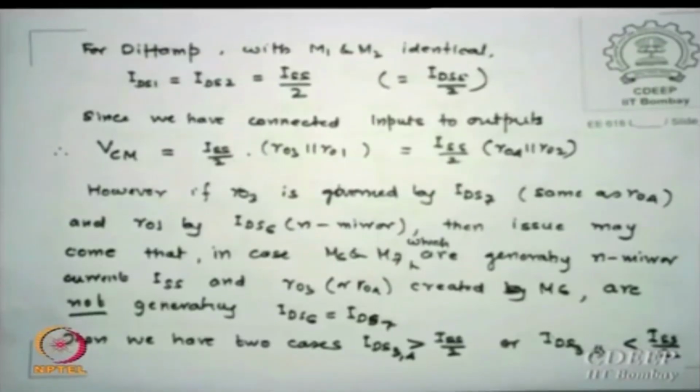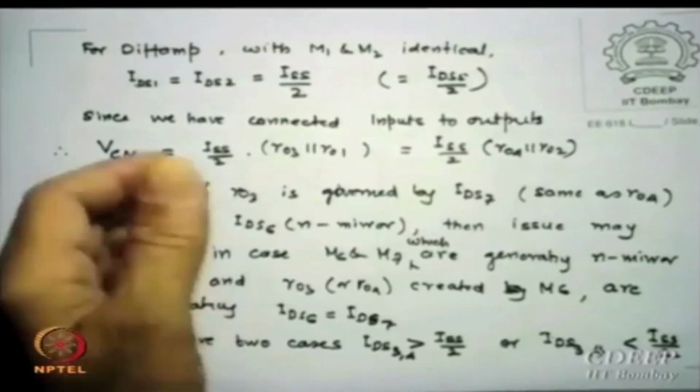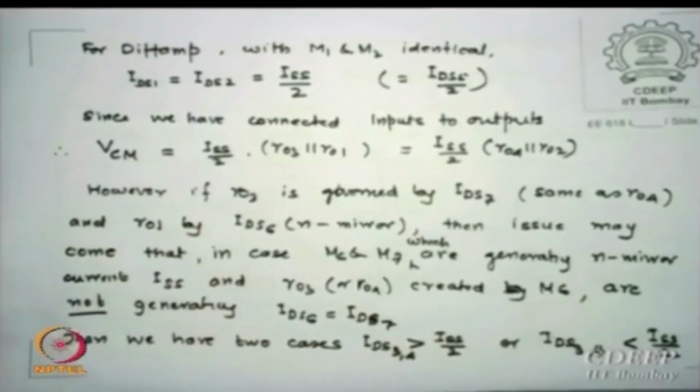IDS 3-4 is the drain current of M3 and M4, is that correct? ISS by 2 is the current in M1 and M2, half of it. As I said, this has been taken from Razavi's book, though my nomenclature is slightly different and the way I have written it they might not have written it. That is the only difference, but the content is the same as Razavi's book. This is under the section in op-amps called common mode feedback, CMFB.